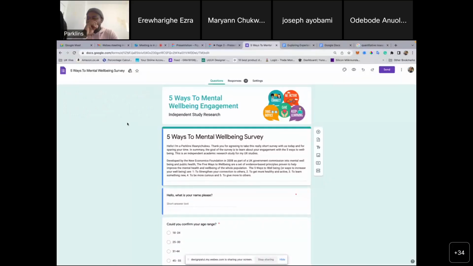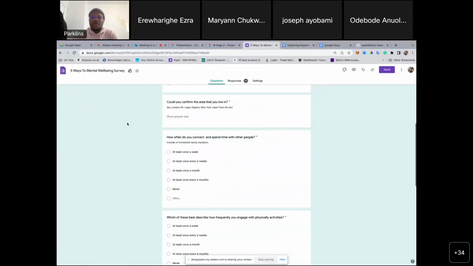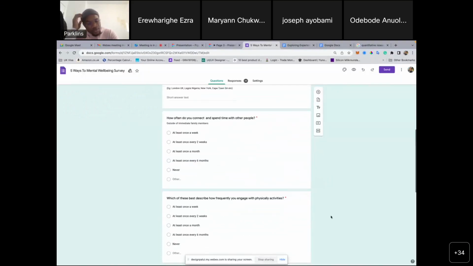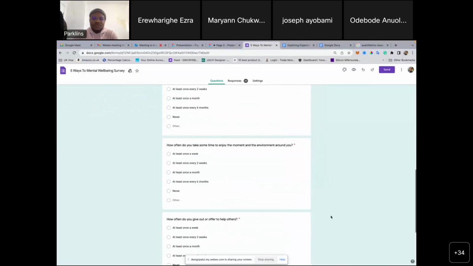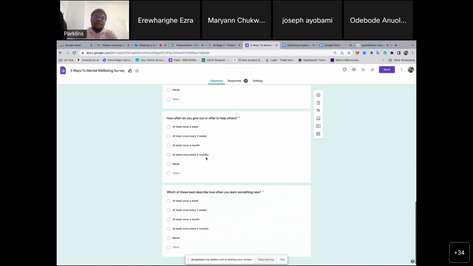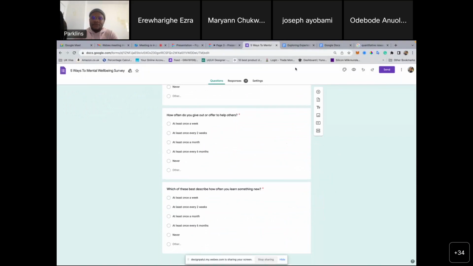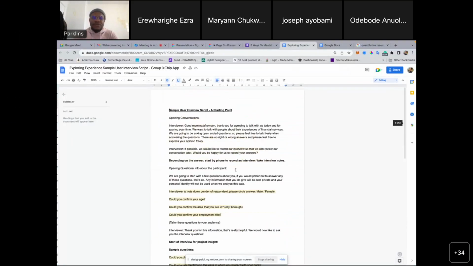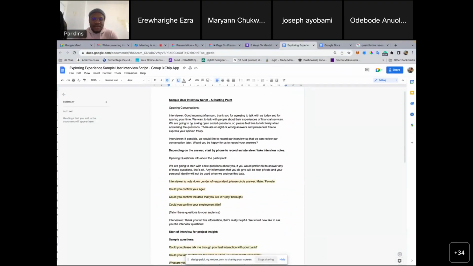For quantitative research, survey is one of the most common methods and techniques for conducting this type of research. And you can see an example of it. They're close-ended questions. The questions already have answers. All you need to do is select which answer most aligns with you. That's literally how it is. And for user interviews, this is an example of a user interview script. I can share this with us, and you see that it is a conversation.